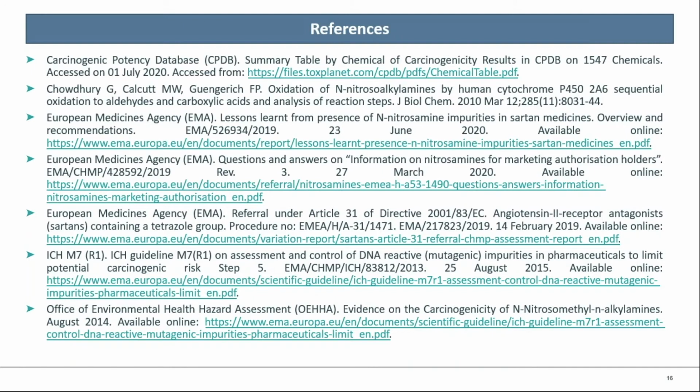Is it okay to give a rationale that synthetically it is not possible? Yeah, absolutely. If there is a good reason that the impurity is not going to end up in the final product, then it is out of question from an ICH M7 point of view, because the guideline says the possible impurities.